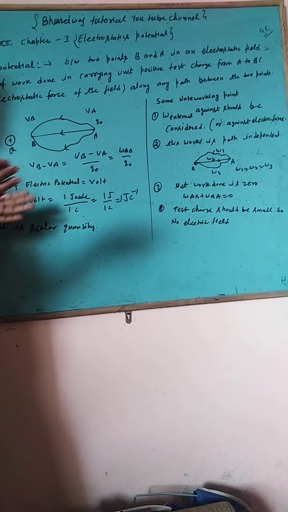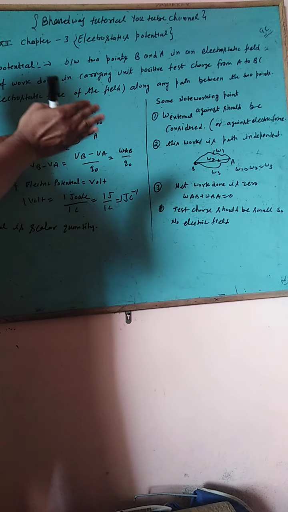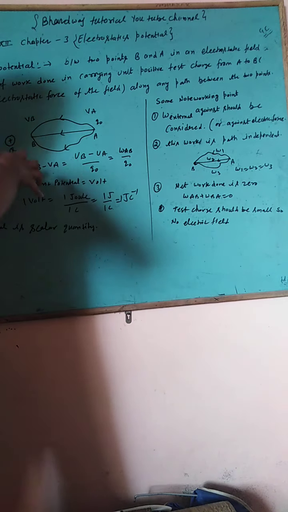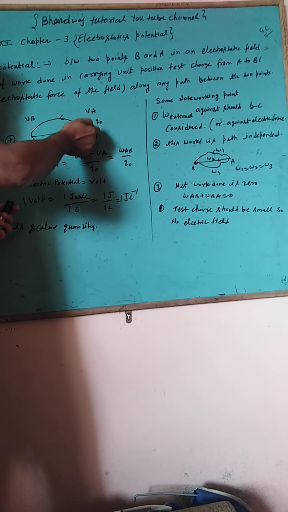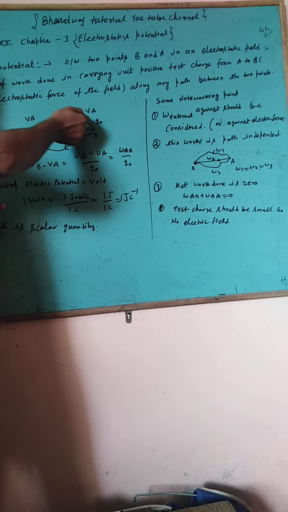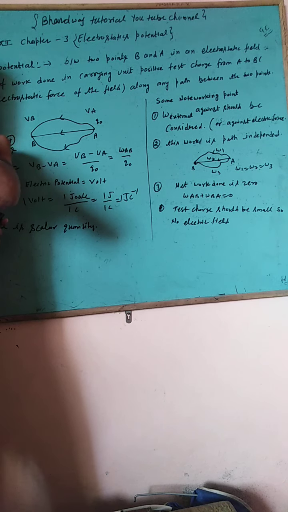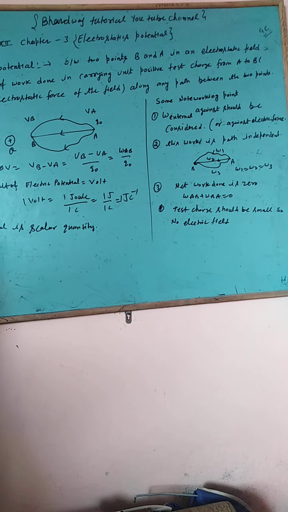Once again, if between 2 points A and B in an electrostatic field, the work done carrying the unit positive charge from A to B against the electrostatic force of the field is called electric potential.